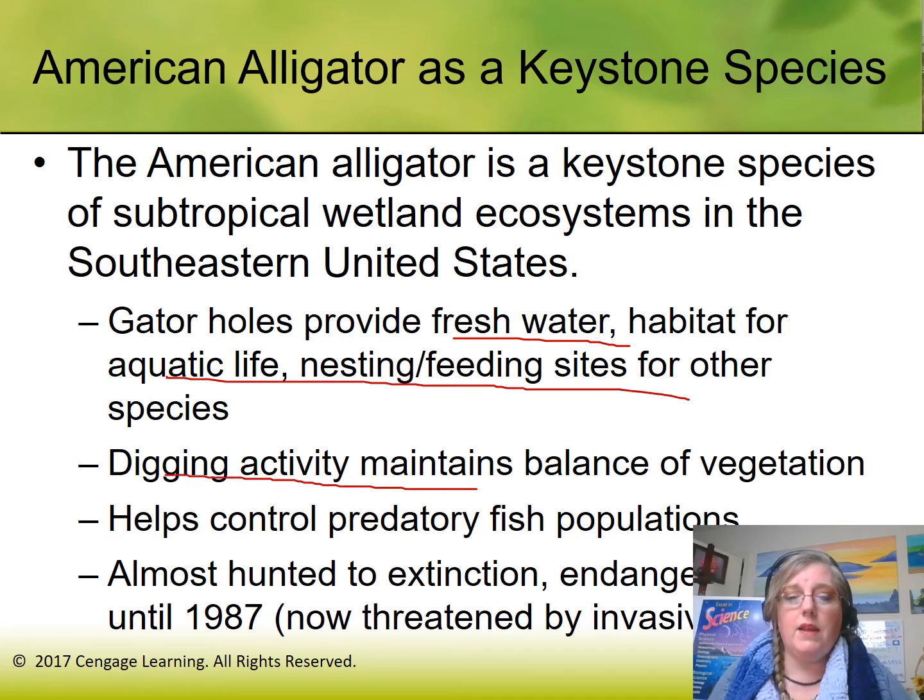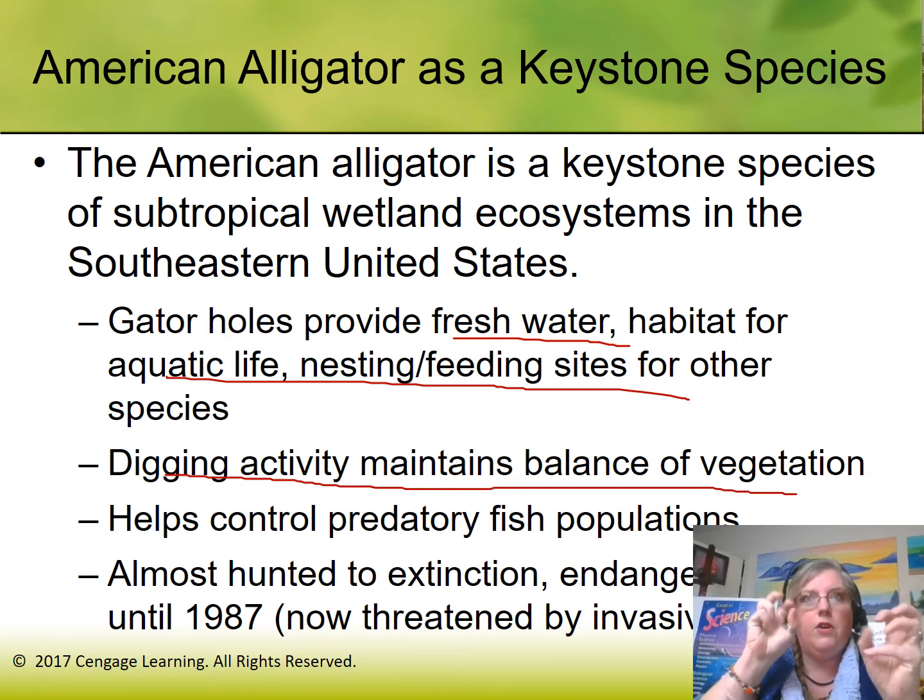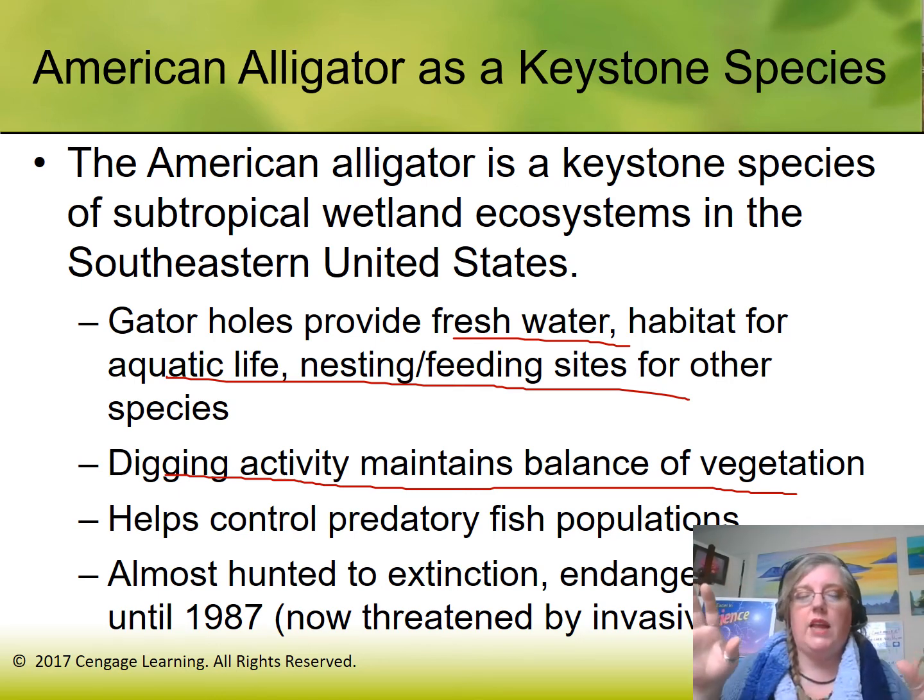This digging activity maintains the balance of vegetation. I told you that spear grass is horrendous stuff to walk on. The cows can't hardly eat it. Most of the animals don't like it. But when the alligator clears out that gator hole, it allows other grasses to come in.